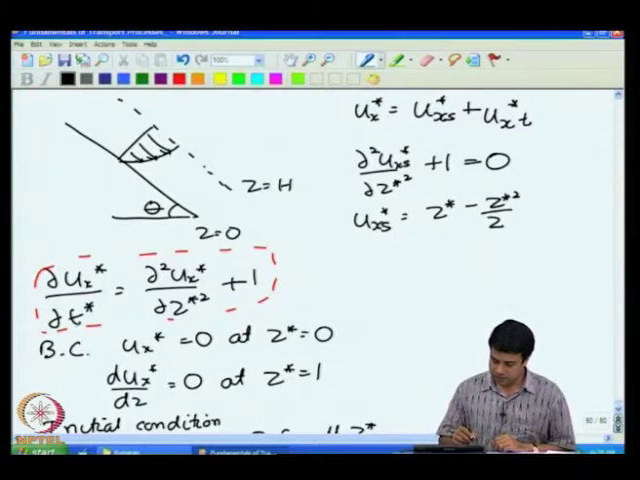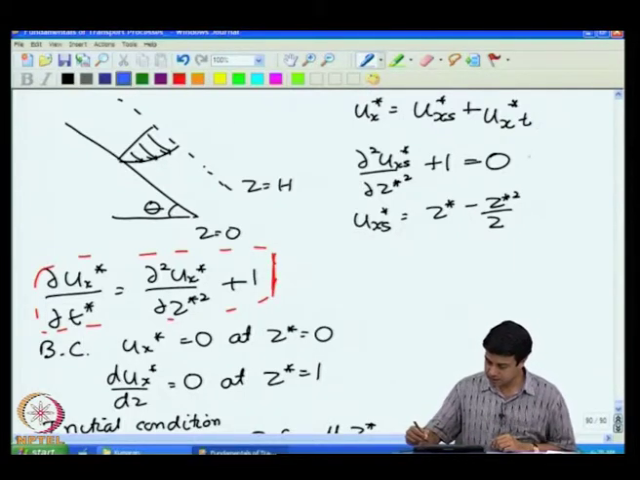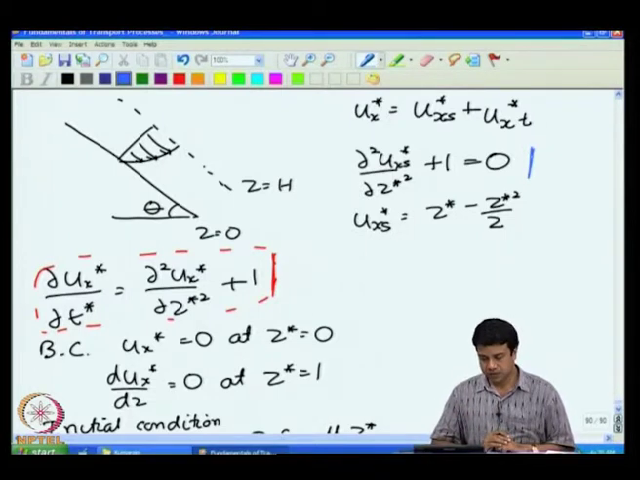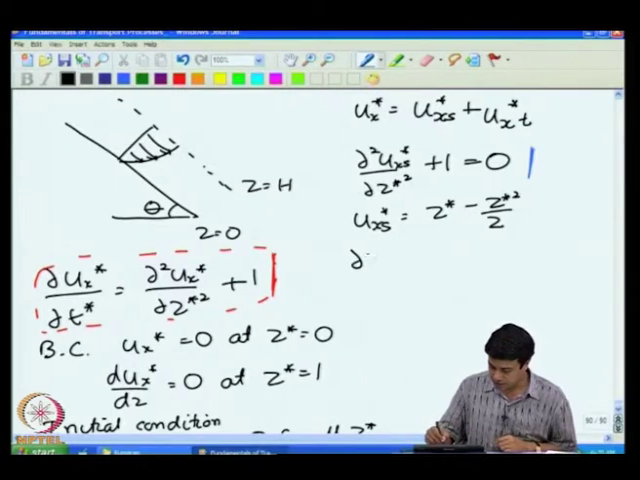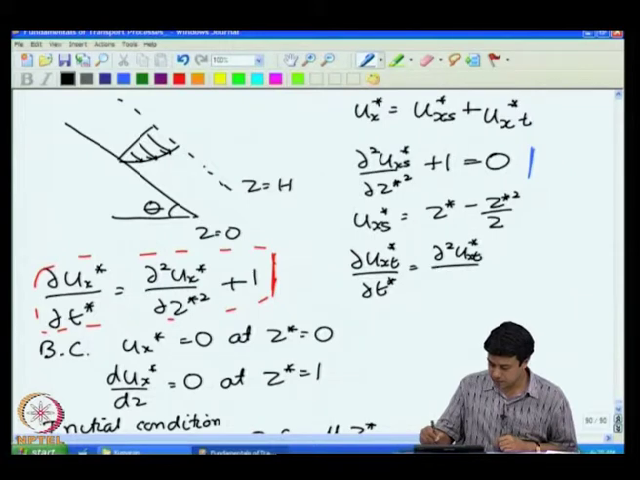Now, the total differential equation satisfies this equation, and the steady part satisfies this equation. Subtracting the two, I can find out what is the equation for the transient part. So, from the equation for the total velocity profile, I subtract out the equation for the steady velocity profile, and note that dux s by dt is equal to 0 because it is steady, it does not depend upon time. And then I will get an equation for the transient part alone. Dux t by dt is equal to d square ux t by dz square.